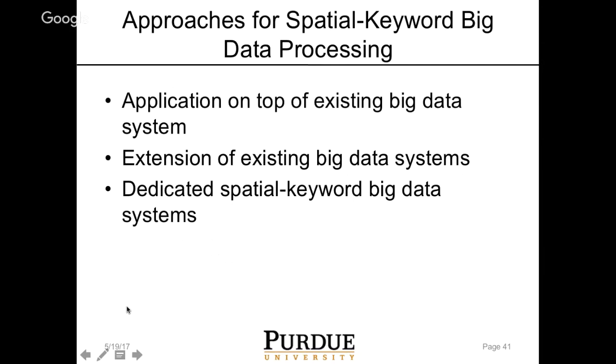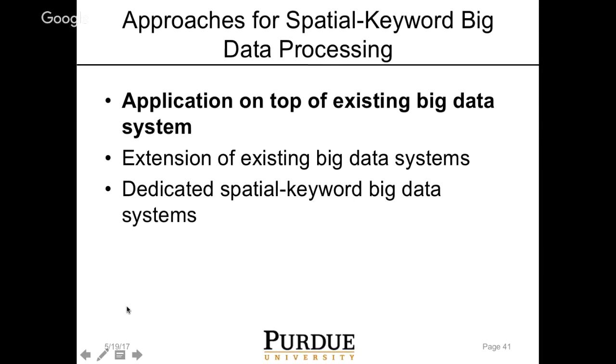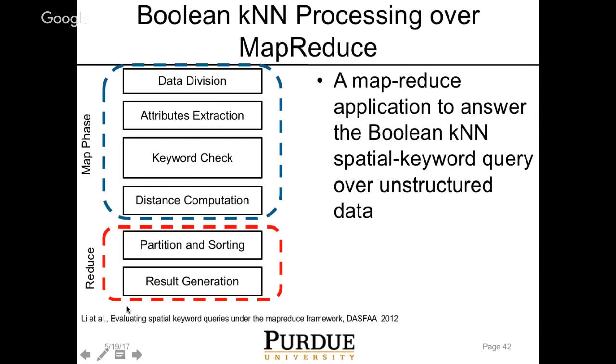The first one is to just write an application on top of a general purpose big data system. The second approach is to extend, add some more features or build on top of an existing general purpose big data system. The third approach is to start a new system from scratch, without extending or implementing any extra features in the existing general purpose big data systems. So let's start with the applications on top of existing big data systems.